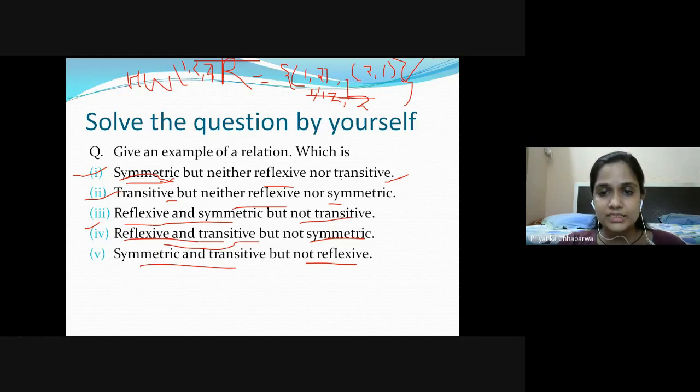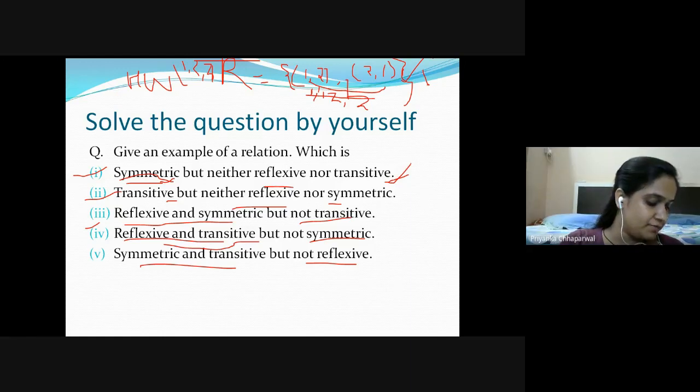And is it transitive, yes or no? No. Why is it not transitive? Suppose you have 1 comma 2 and 2 comma 1, but 1 comma 1 is not part of your set and 2 comma 2 is not part of your set, so it is not a transitive relation. So the first question is solved. Is it clear how we can solve the question? Yes, ma'am. Any others? Did you understand how we will solve it?